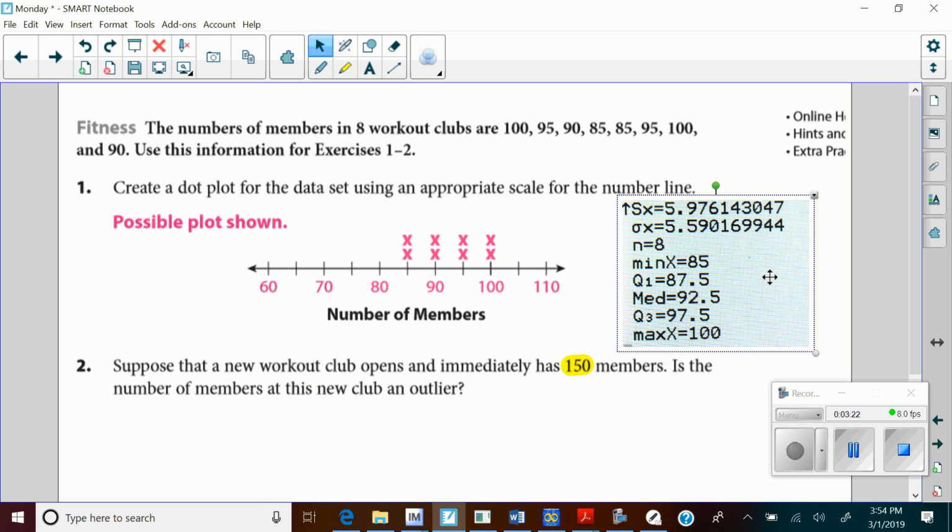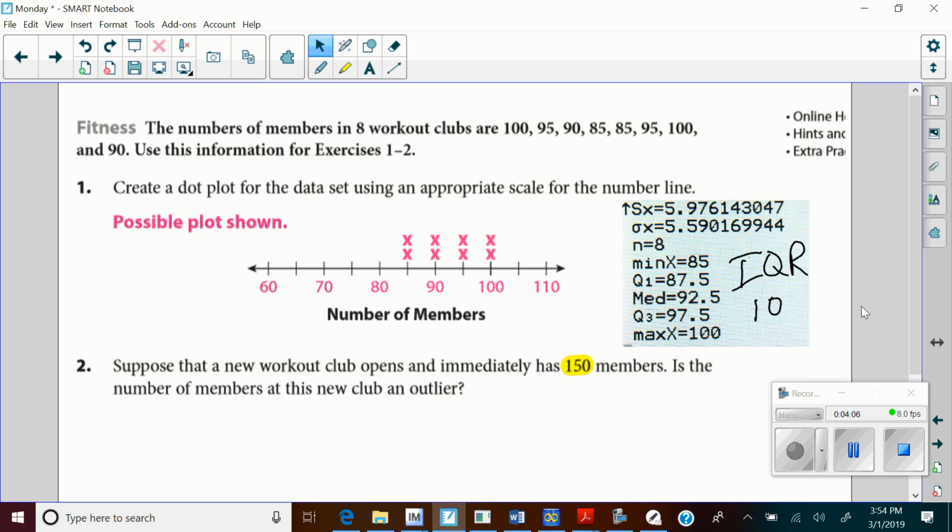The only things we need from this are quartile 3, which is 97.5, and quartile 1, which is 87.5. We take those to find the interquartile range by subtracting, and we end up with 10. Now we have all the information to plug into our formula. In a previous video, I showed that you can find the lower end and the high end. But since 150 is on the high end, all we need is the formula for the high end, which involves quartile 3.